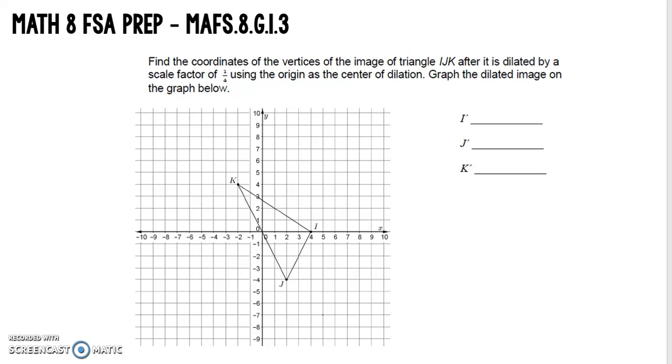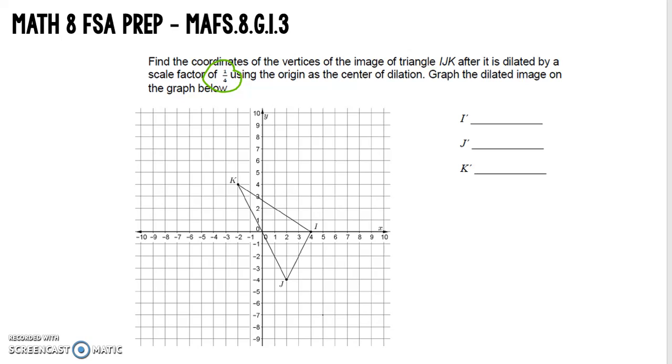So the first question that we're going to look at says, find the coordinates of the vertices of the image of triangle IJK after it is dilated by a scale factor of 1/4 using the origin as its center of dilation. And we're going to graph that new image.